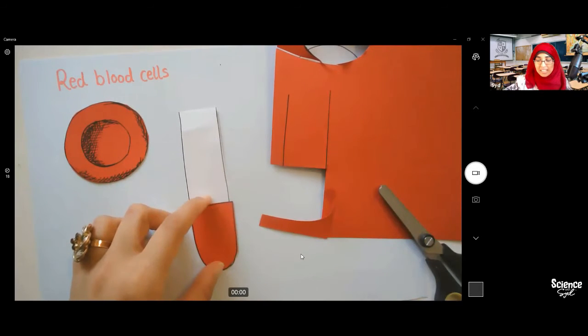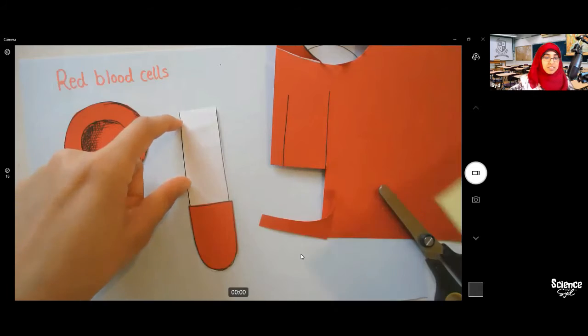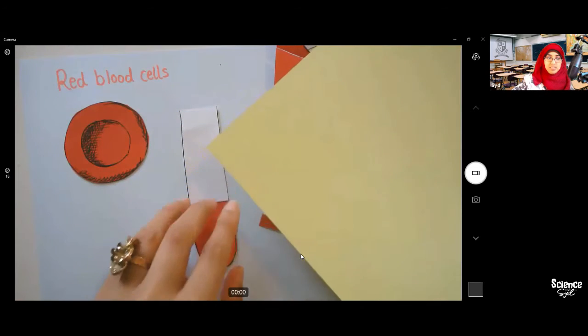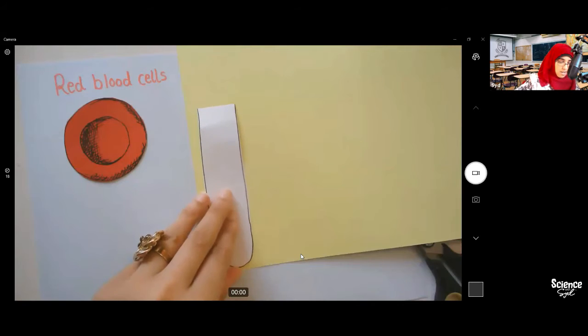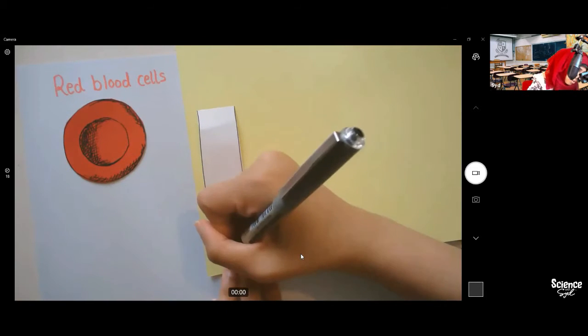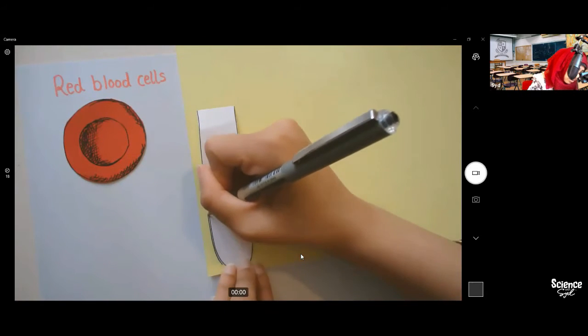And what's weird is 55% of our blood is actually yellow. That's weird, right? So next what I'm going to do is put this onto my yellow bit, and we're going to draw on here.